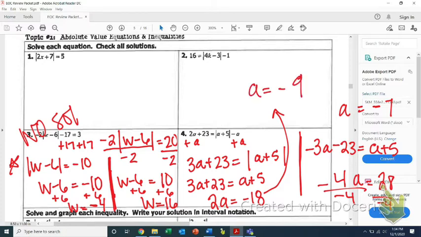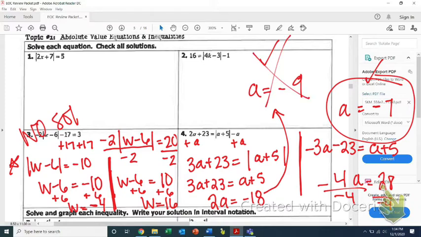Now, if you plug both of these terms, negative 9 and negative 7, into your original equation, you will see that only one of them works. The one that works is a equals negative 7. So negative 9 does not work. These are just solving equations. Just remember that with absolute value, you have both a positive answer and a negative answer. Otherwise, you're just solving like normal, okay?